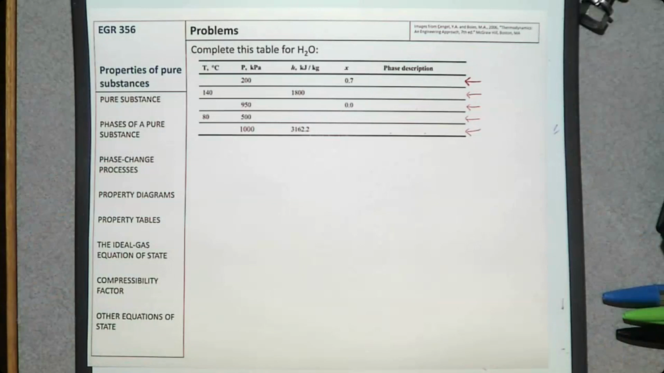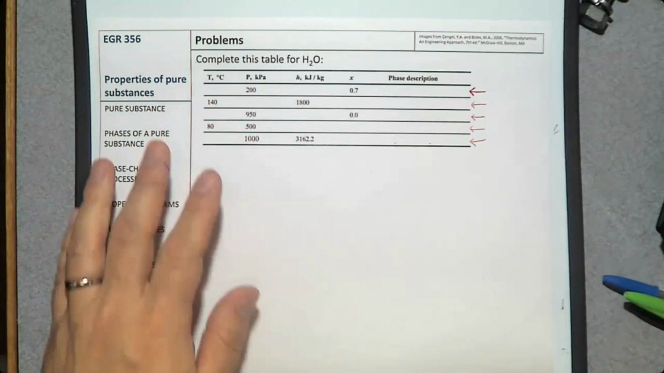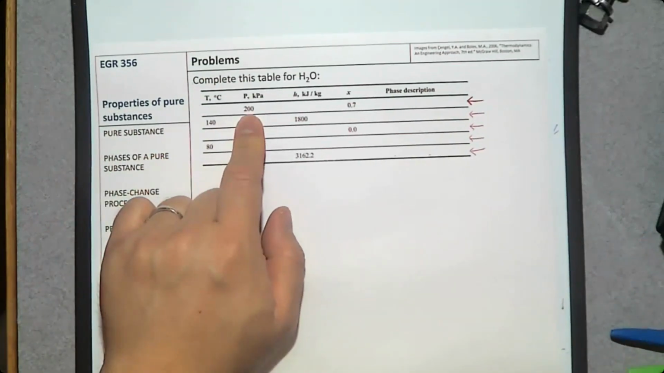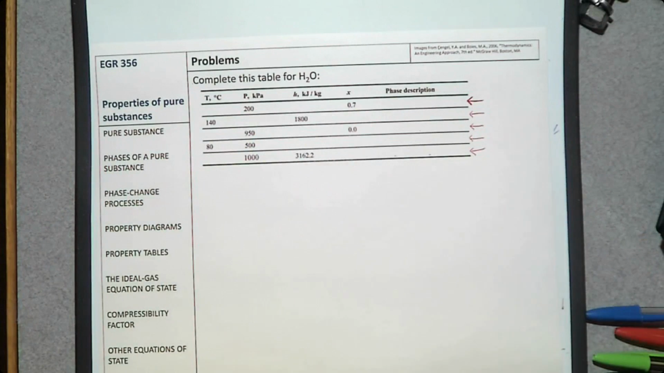No? Okay. So we have about 5 minutes. So let's practice maybe the first 2. Okay? So we have 200 kilopascal and 0.7 is the quality X. So what we need to do first, we need to evaluate the phase change process. And we need to determine the phase change process.